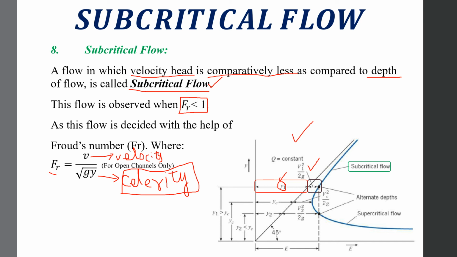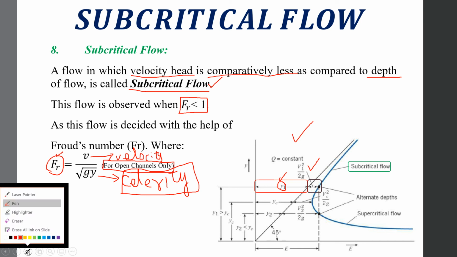Keep in mind that Froude number is only applicable to open channel flows. This is not for pipe flows. Reynolds number is for both open channel and pipe flow, but Froude number is applicable to open channels only. So this is an important point to keep in mind here.